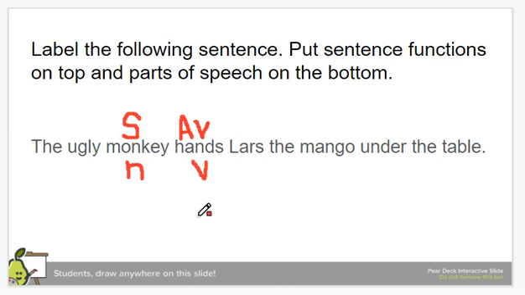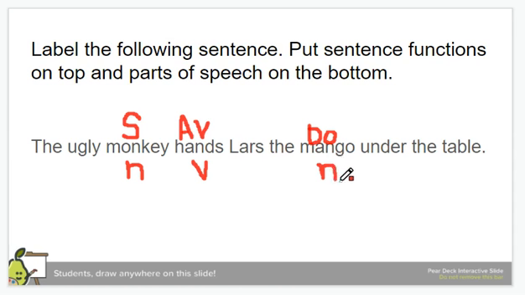Okay, we've got the ugly monkey hands Lars the mango under the table. Now we have an action verb here, so there's the possibility we have a direct object. So if we say subject verb what, the monkey hands what, if we can answer that question, we have a direct object. Okay, so does the monkey hand Lars or does the monkey hand the mango? Well, the mango is actually what's getting handled here, right? So this is our direct object. Remember, subjects do things, objects have things done to them. Okay, now mango is a thing.